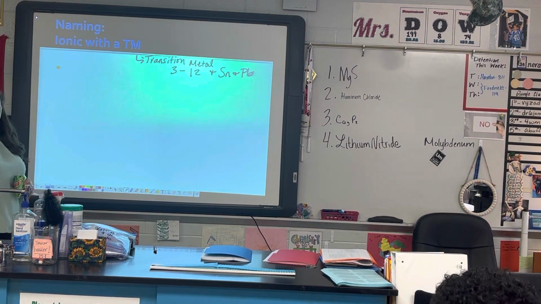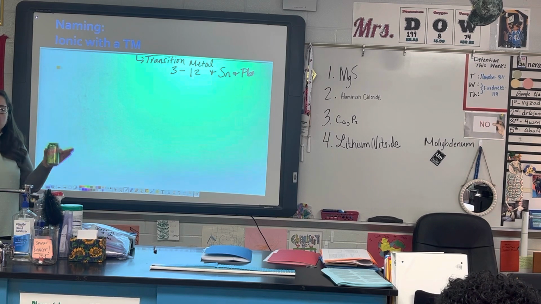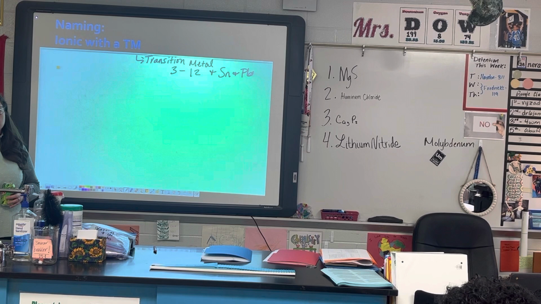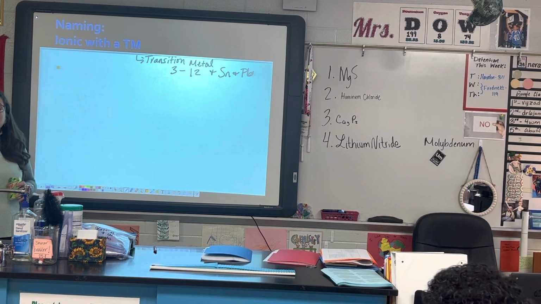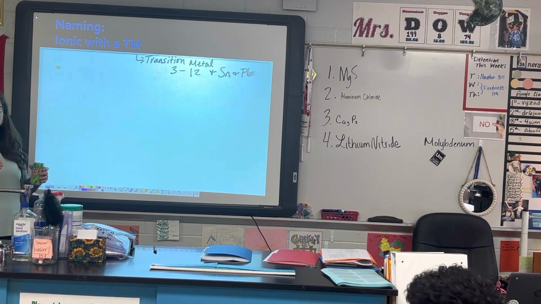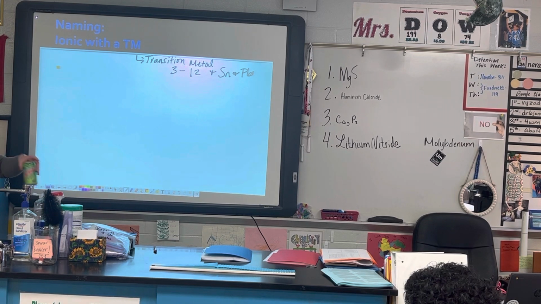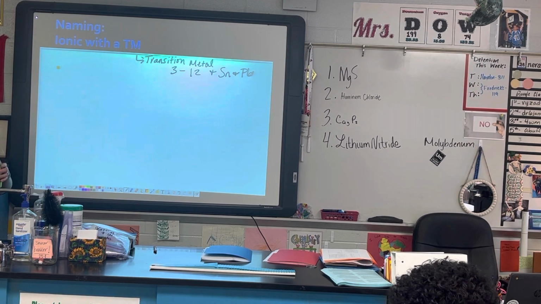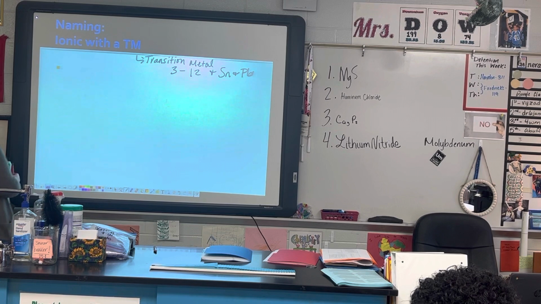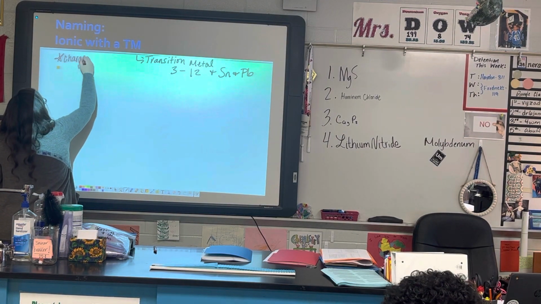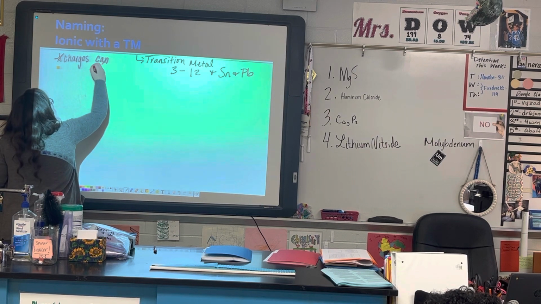So what do we know about the transition metals? How are those metals different than the group 1 or group 2 metals? What do we know about them? Kaylee? They don't have like a definite charge. Exactly. They don't have just one set charge. Their charges can vary. So how do we know which one we're talking about? Well, we have to include it in the name. All right? So we're going to put up here, charges can vary.